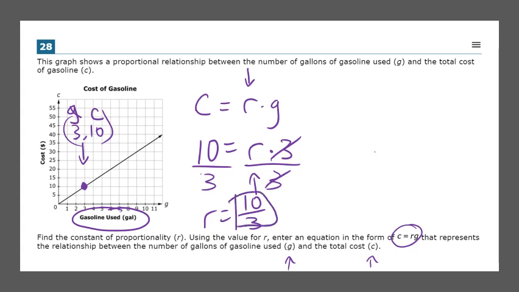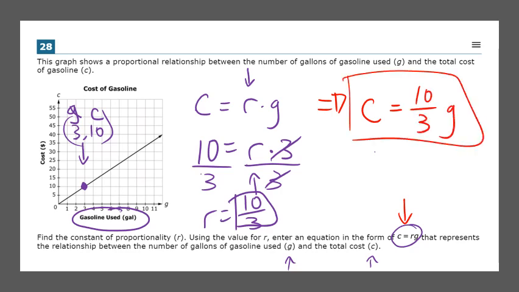One thing that it's asking us to do is make sure that once we find R, we rewrite it in the form of the equation. So all I'm going to do is take my original equation and rewrite it with that brand new R value plugged in. And this is my function of proportionality.